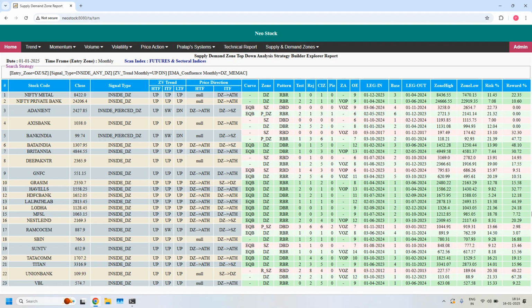Most of the stocks are in uptrend. I think only 2 stocks, the third and fifth, are having a downtrend on the monthly. Always look into the monthly trend in the LTF time frame. Whichever time frame you select, this is the time frame we selected, and that time frame is treated as LTF.